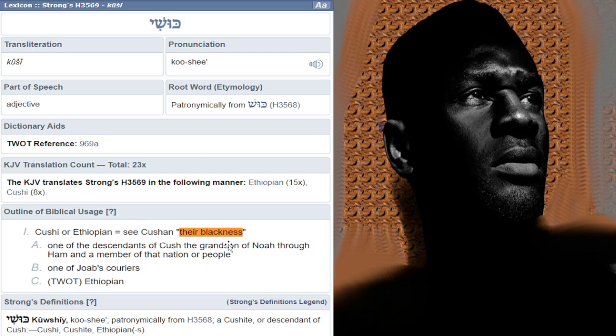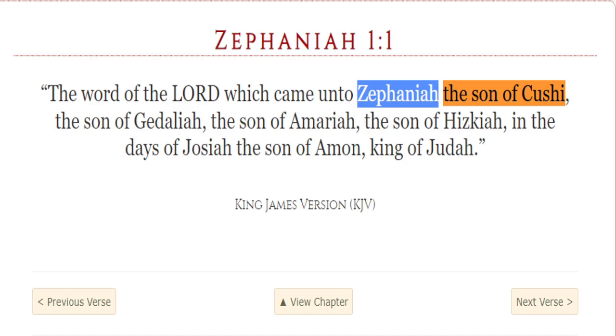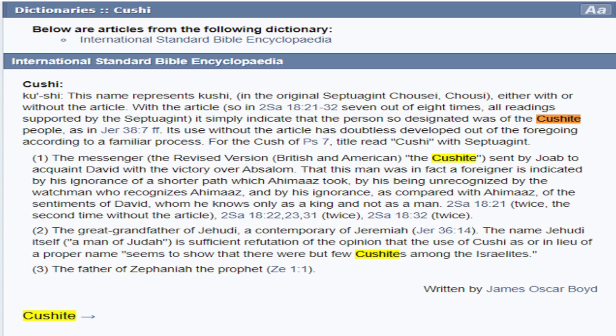One of the descendants of Cush, the grandson of Noah through Ham, and a member of that nation of people. So Cushi is synonymous with Ethiopian: Cushi, Cushite, Ethiopian, Ethiopians. So Zephaniah, who was an Israelite, had a father named Cushi, which means their blackness, and Cushi is another way of saying Ethiopian. Let's keep going.